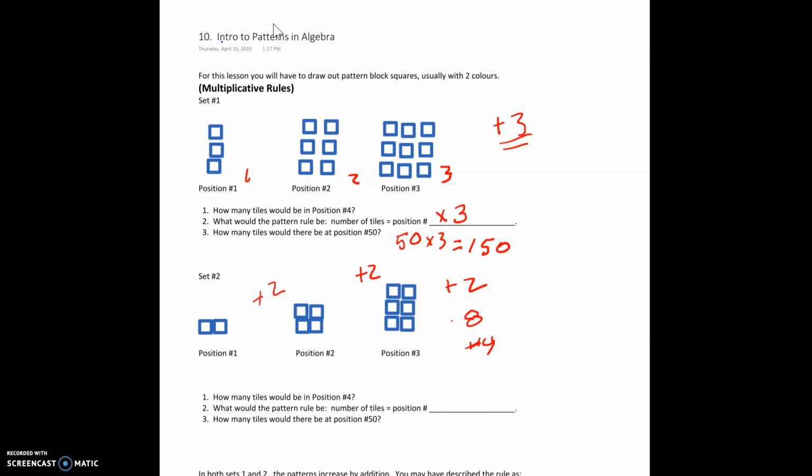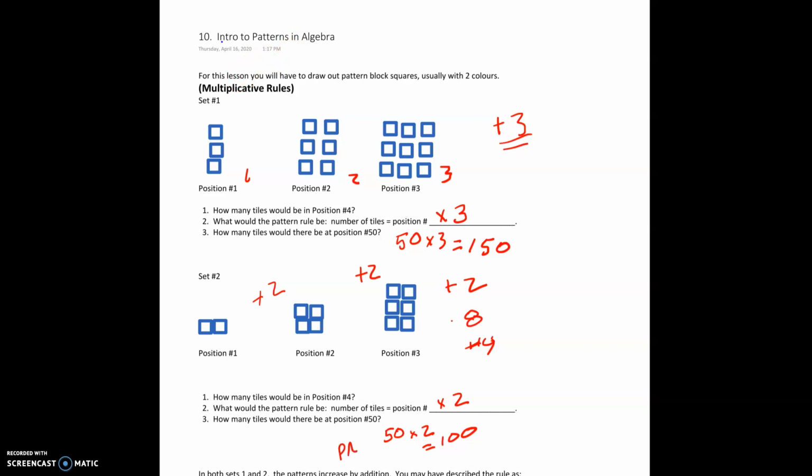And then of course we look down, what position pattern rule would it be? It's increasing by 2 each time. So position number times 2. And again with our question, how many tiles would there be in position 50? Well, that's position number 50, and we're multiplying that by 2, and that's going to equal 100. So position 50 would have 100 tiles.